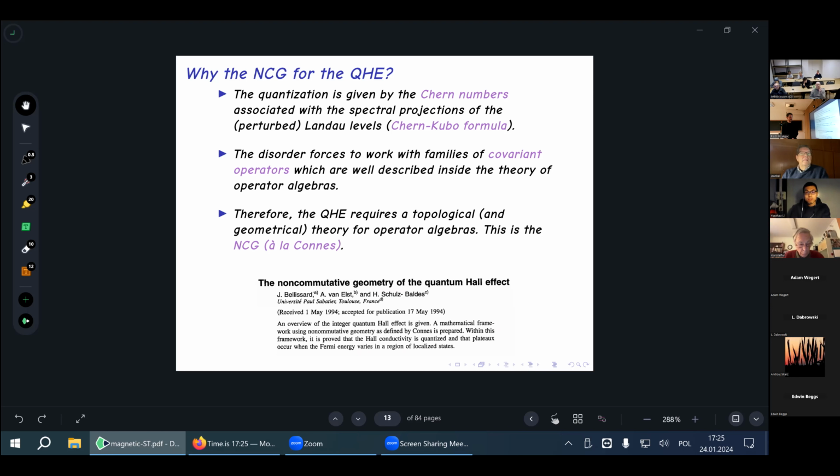And this setting is exactly the non-commutative geometry of Connes. This was the main insight of the work by Jacques, which is here. And in 1994, this paper appeared in which all these ideas are summarized: the use of non-commutative geometry to explain quantization and plateau at the same time.